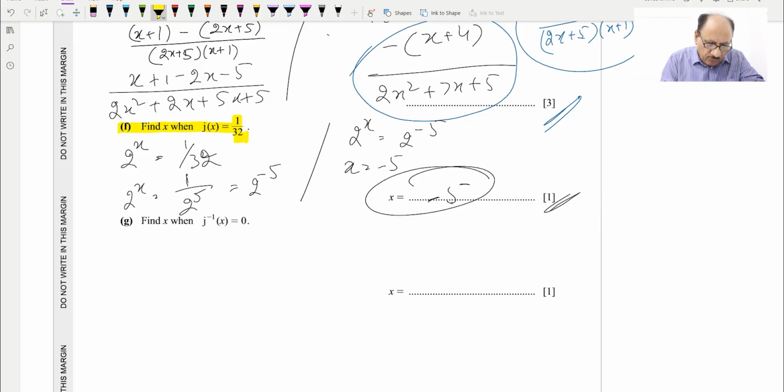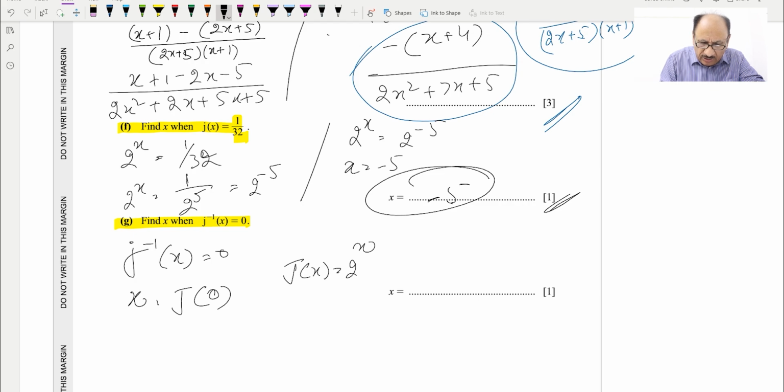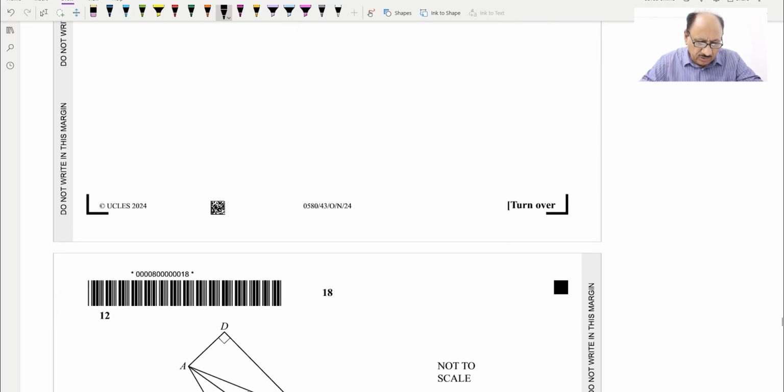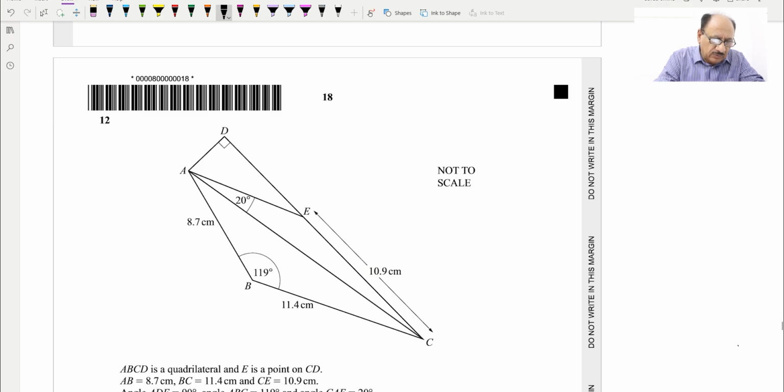And next is also 1 mark, but I will explain this. See, j inverse of x is equal to 0. Now if we shift j to the other side, x will be equal to j of 0, and we know j of x is equal to 2 raised to x. So j of 0 will be equal to 2 raised to 0, which is equal to 1. So we can write x is equal to 1. This will be our answer for 1 mark, and this is done. Hopefully you understood this.